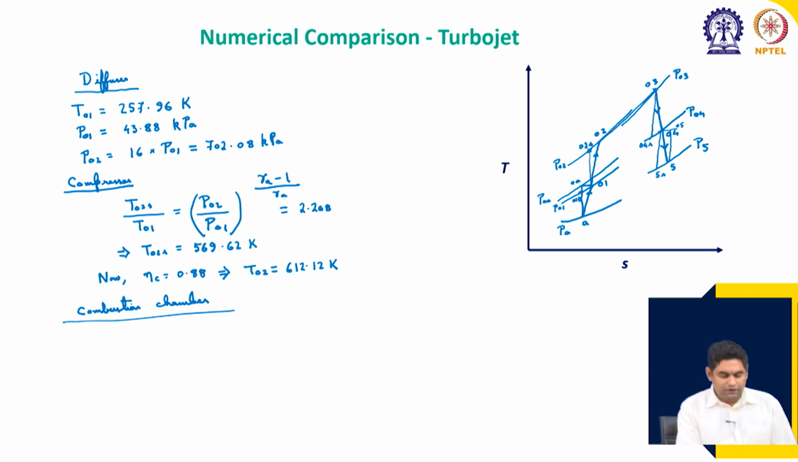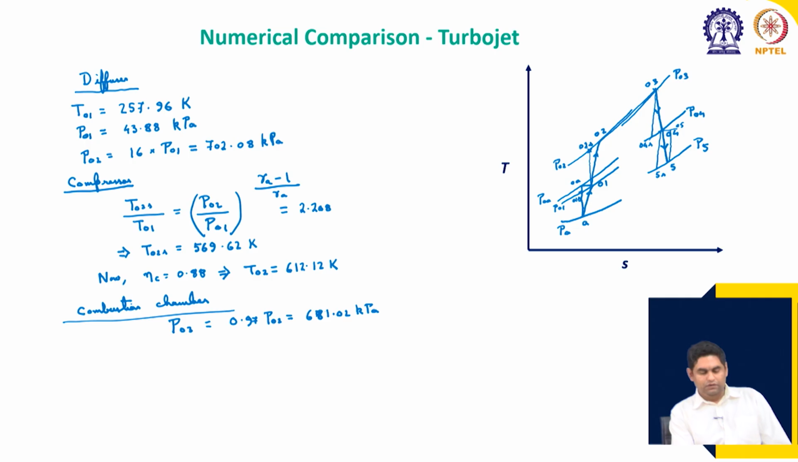So, here what are the values that we will try to find? First is P03. So, there is 3% pressure loss in the combustion chamber. So, this is 0.97 into P02. So, this comes out to be equal to 681.02 kPa. Okay. What about T03? T03 is known to us. This is the maximum temperature, the turbine inlet temperature, given to us as 1400 Kelvin. Okay. So, this is done.